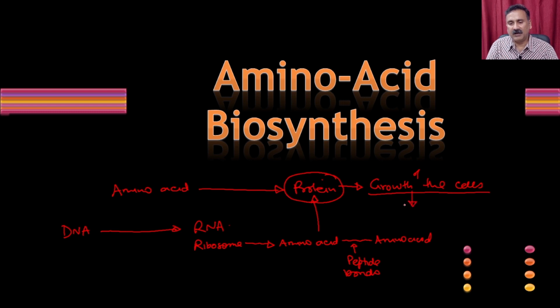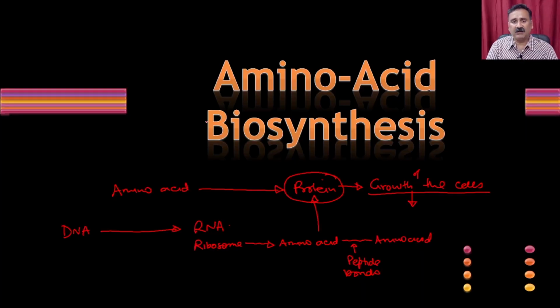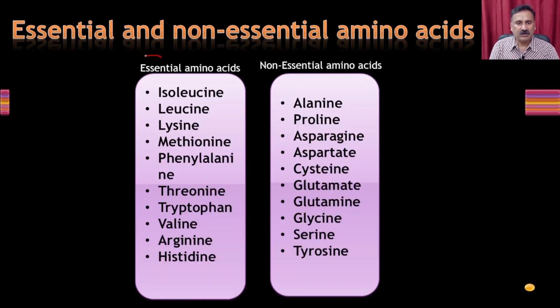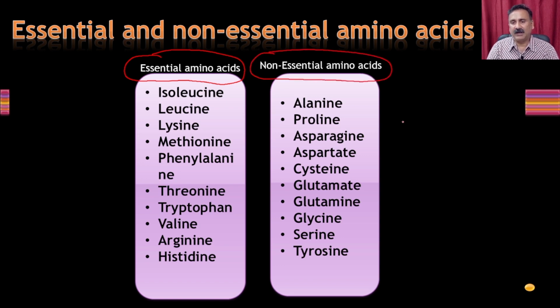Proteins are an integral part of the plasma membrane and of the cytosol, and they also play a crucial role in catalyzing different types of reactions. Now, as far as amino acid biosynthesis is concerned, amino acids can be categorized into two categories: essential amino acids and non-essential amino acids, right? You know that we have 20 naturally occurring amino acids.